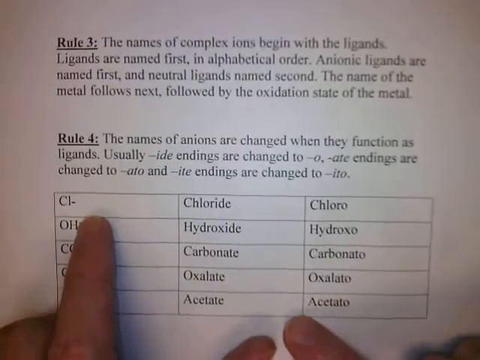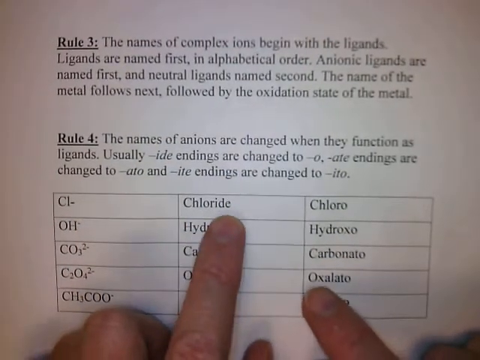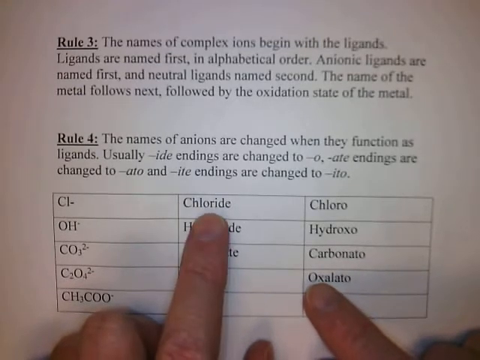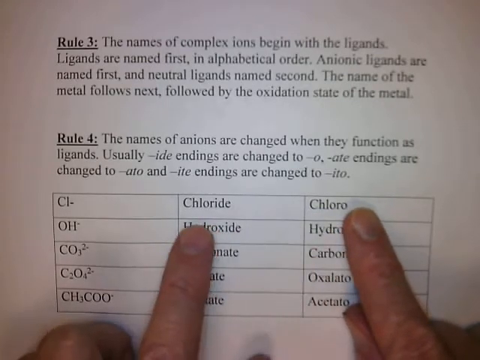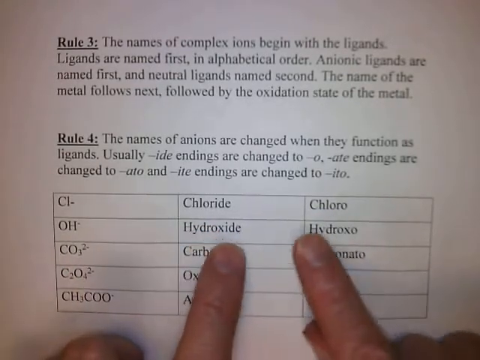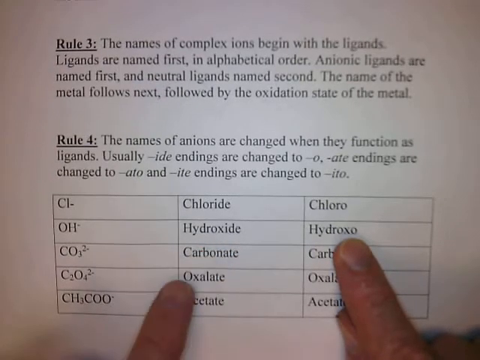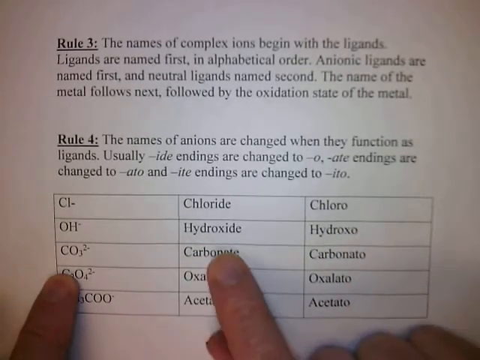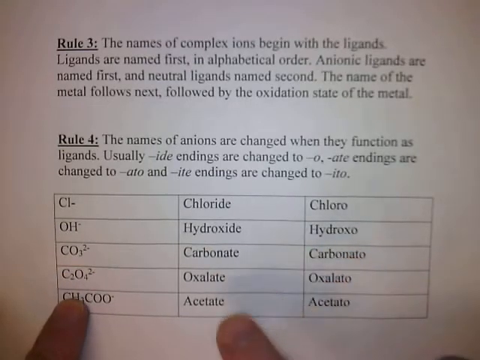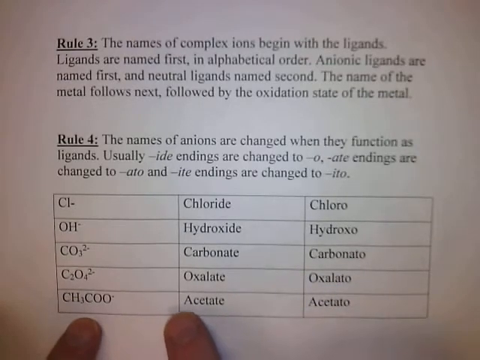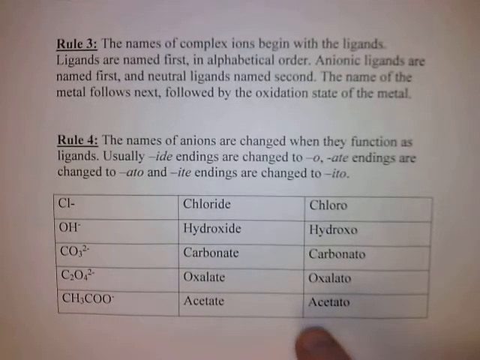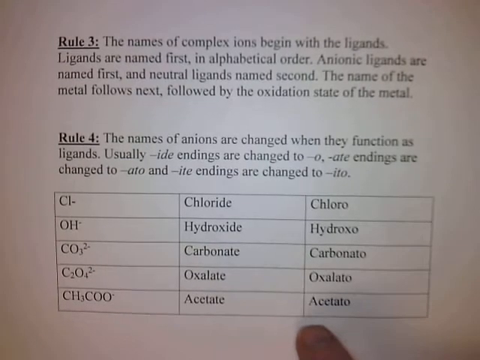All right, so chloride can be a ligand. When it functions as a ligand, when we name it as a ligand, it becomes chloro. Hydroxide becomes hydroxo. Carbonate becomes carbonato. Oxalate becomes oxalato. And acetate becomes acetato. So most of these we're changing so they end in ato.